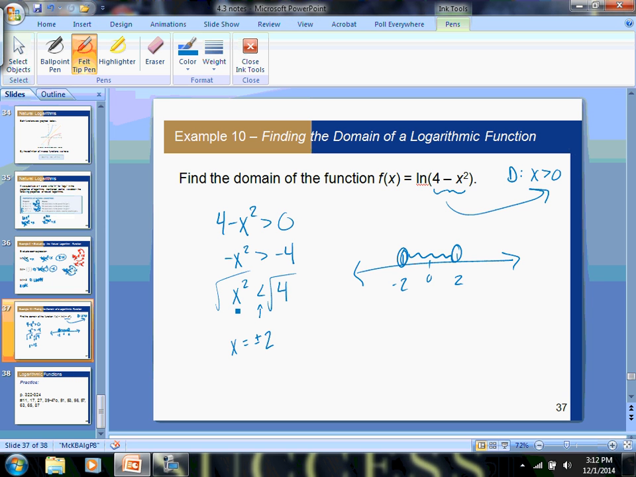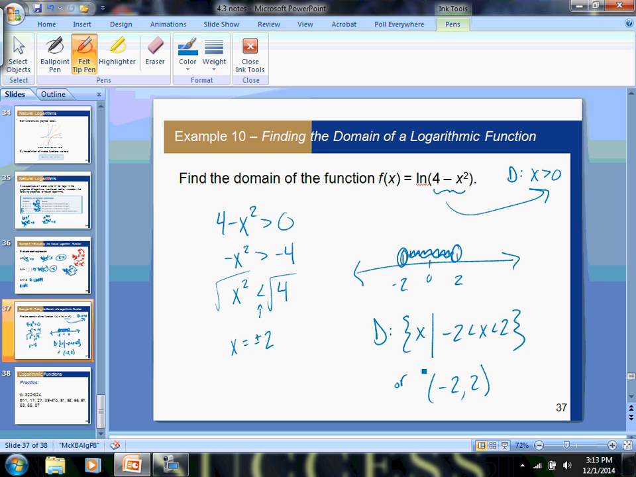Okay, if I had 0 squared, that would still be less than 4. Okay, so this is where I would want to shade in between, because that value that I substituted in gave me a true statement. So that means my domain has to be all of the x's such that negative 2 is less than x is less than 2. So I need to be between -2 and 2. You could write it in your interval notation too, like that. Either one would be correct.